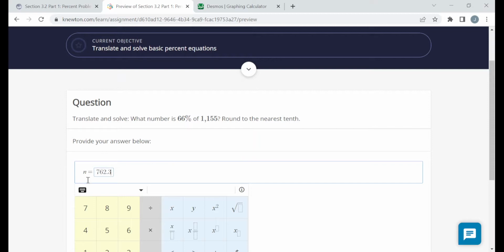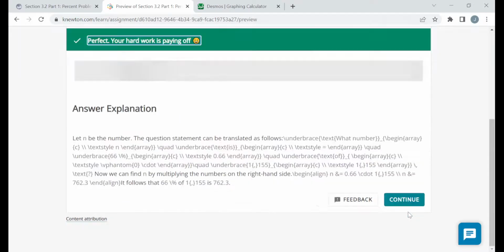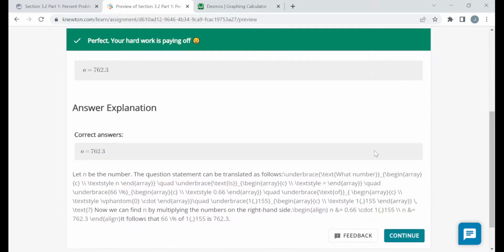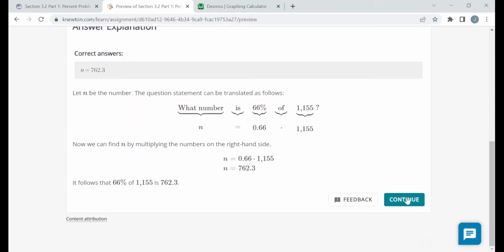Right. Oh yeah, and they had n equals, so they used n for number. Great. I'm hoping the translation is simple enough. Just remember your key words, and that percent means divided by 100.